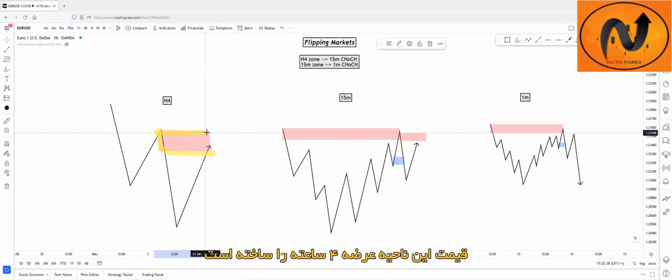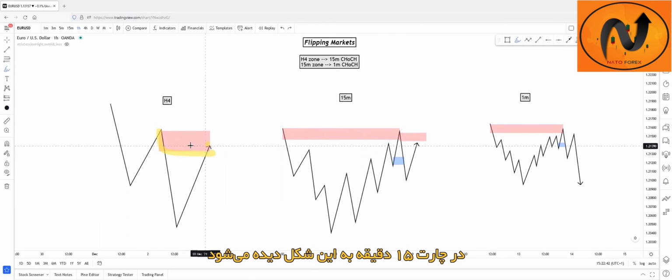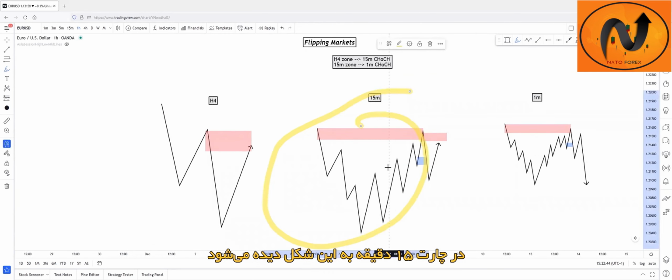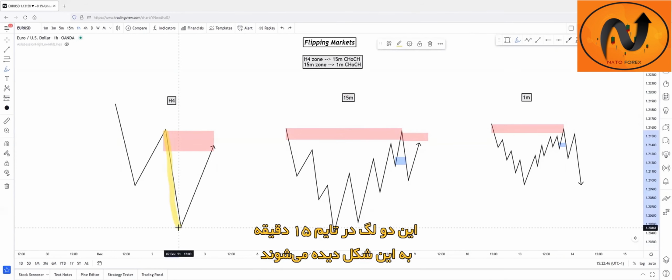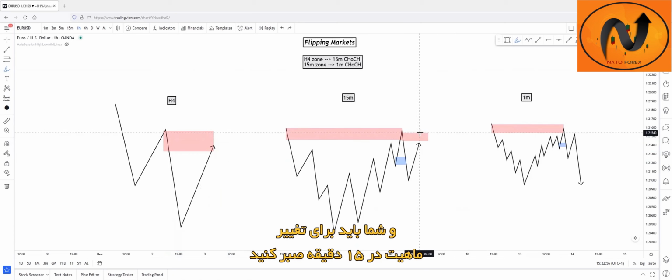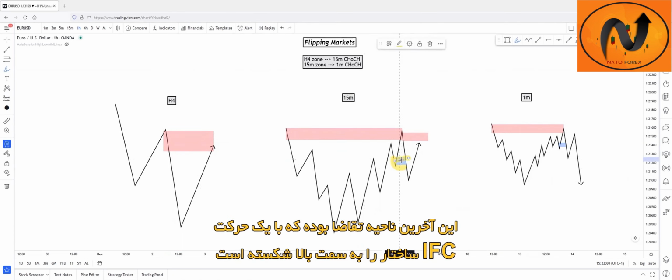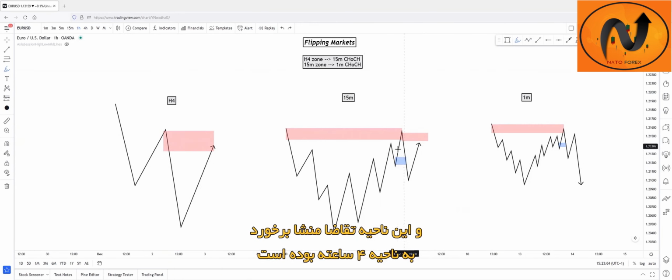Price created this 4-hour supply zone, and price just tapped into this zone. This will look like this on the 15-minute chart. So this leg and this leg will look like this on the 15-minute. Okay, price reached the 4-hour supply zone here, tapped into this 4-hour supply zone, and you will have to wait for a 15-minute change of character. So as you can see, this was the last demand zone that created a new high with an inefficient push and break of structure, and this demand zone caused the tap of the 4-hour supply zone.